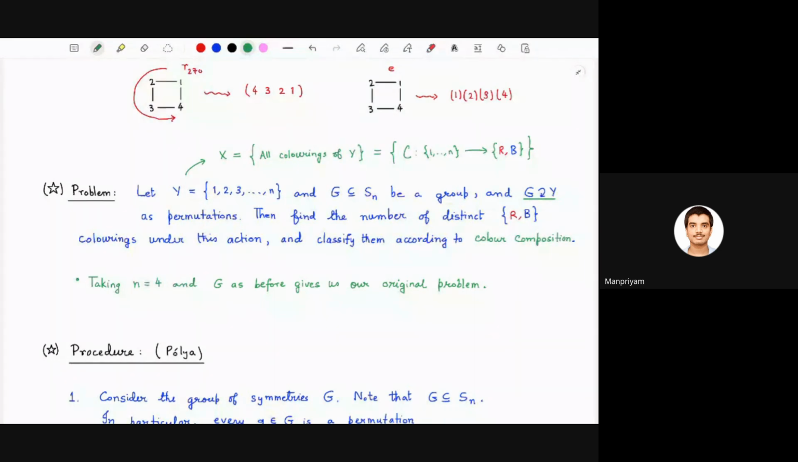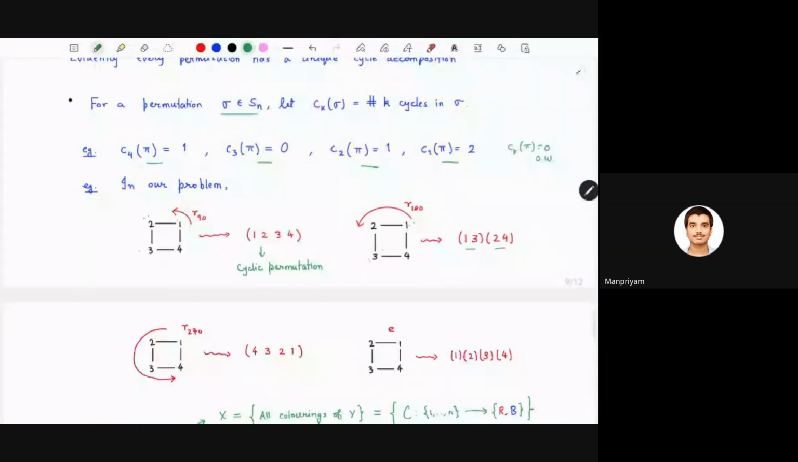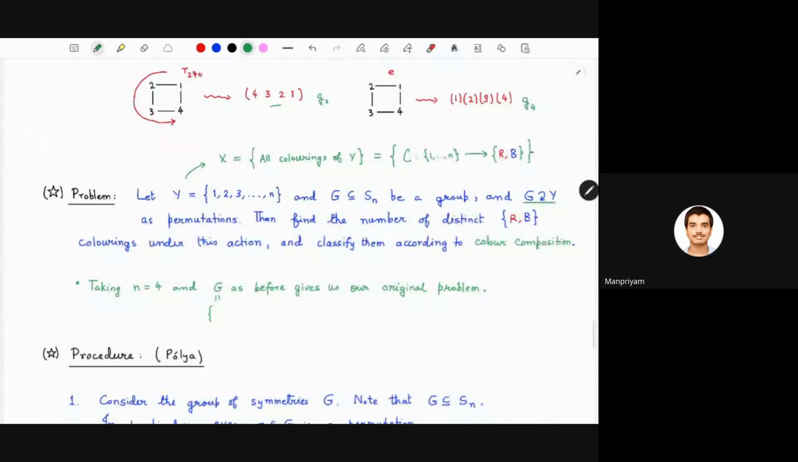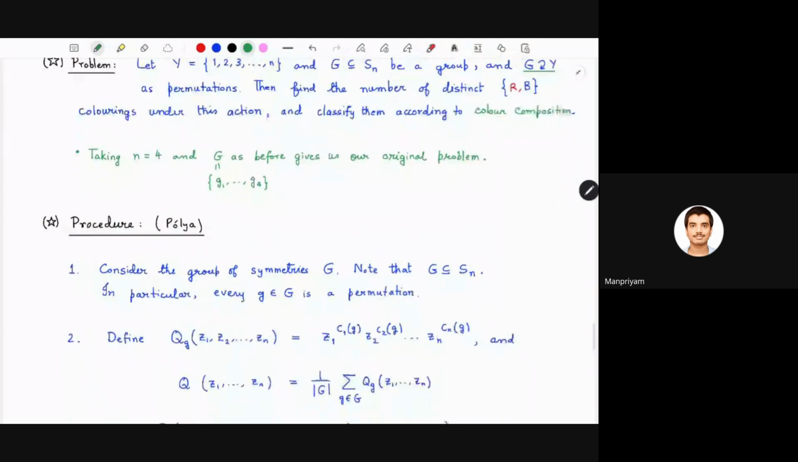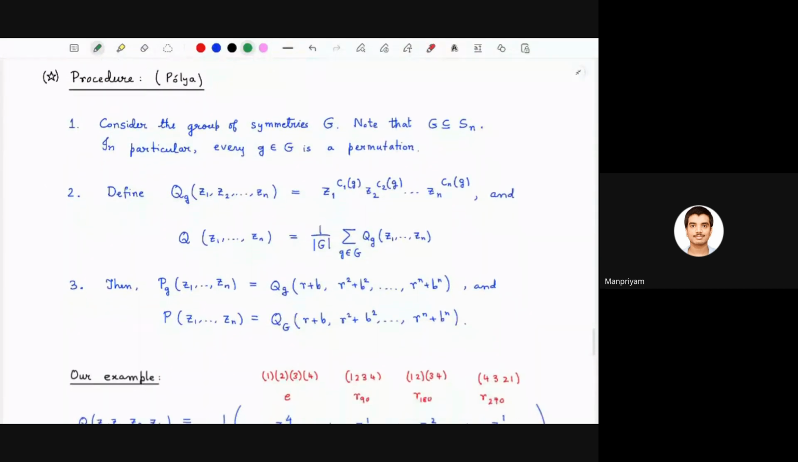And taking, of course, n equal to 4 and G precisely as before, this was just these guys. Okay, it's 1, 2, 3, 4, 1, 3, 2, 4, these four. Let's call them G1, G2, G3, G4. If you take G as these guys, G1 through G4, this gives us the problem that we had before. Okay, we want to classify them according to their color composition, and Polya gave a wonderful procedure for this.